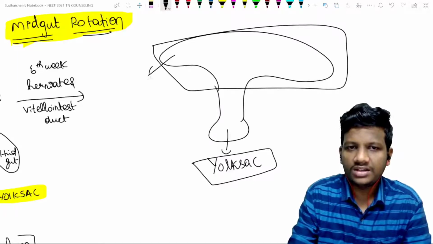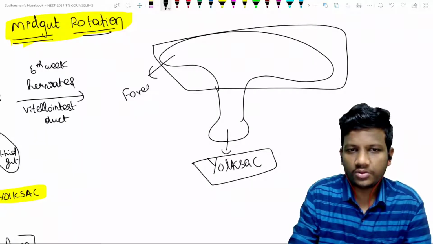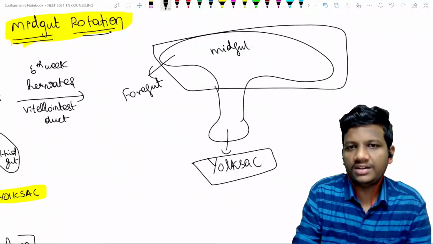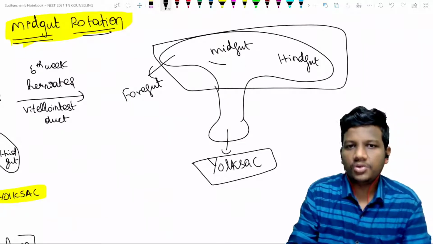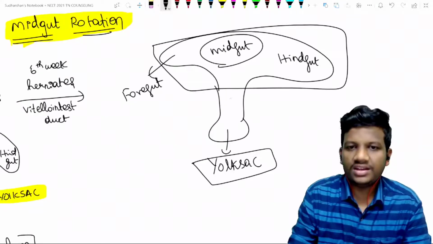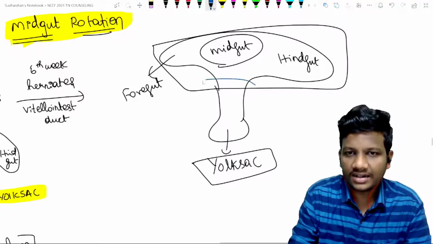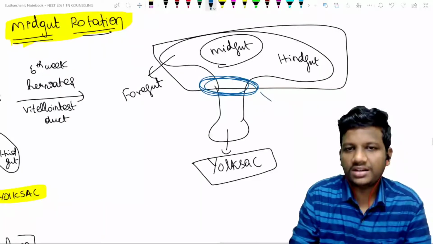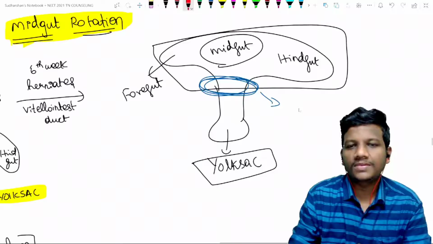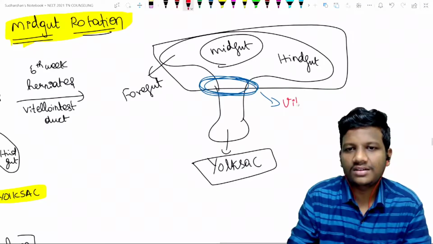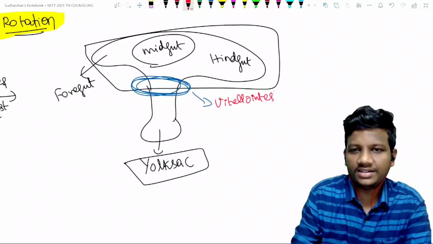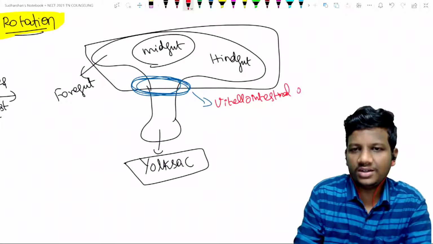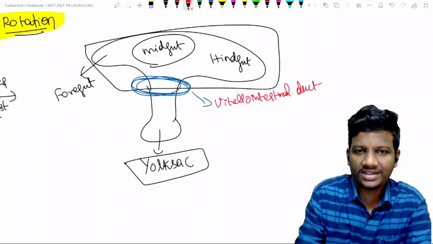In the embryo this one is foregut. This one is midgut, and this one is called hindgut, guys. The midgut connects with the yolk sac via a duct. Any ideas from your side what this duct is called? Exactly. So vitello-intestinal duct nu solluvaanga. So this vitello-intestinal duct connects the midgut with the yolk sac.